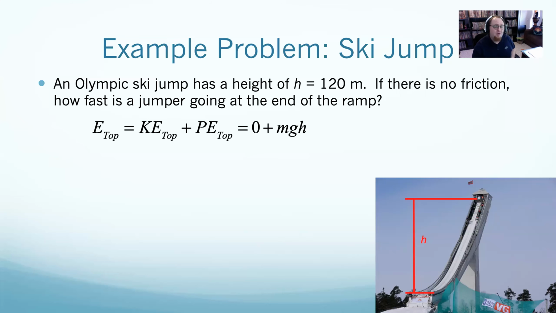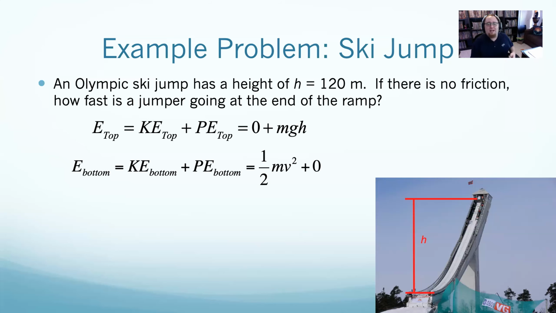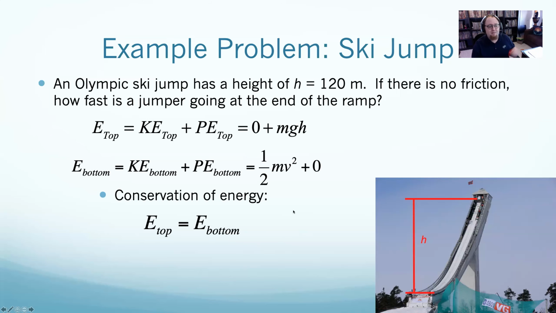At the bottom, they're at the bottom. That means at the bottom, their height is 0. And if their height is 0, they have no potential energy, but they're moving pretty quickly normally. And so at the bottom, they have kinetic energy. And conservation of energy says the energy at the top equals the energy at the bottom. And so I'll say the energy at the top, mgh. The energy at the bottom, 1/2 mv squared. And I'll set them equal.